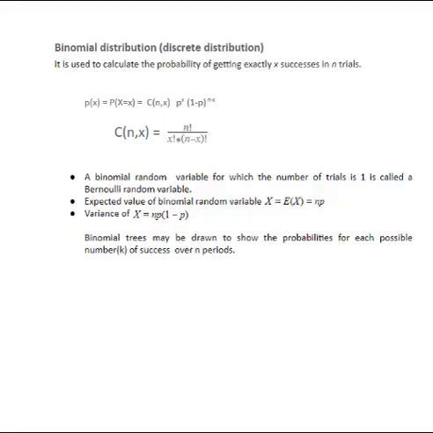Hi, today we're going to talk about binomial distribution. This is used in calculating the probability of X successes in n trials. This is the formula. We can divide this formula into two subportions.